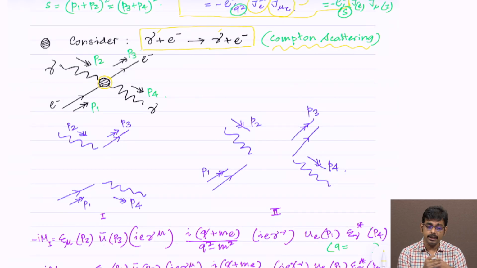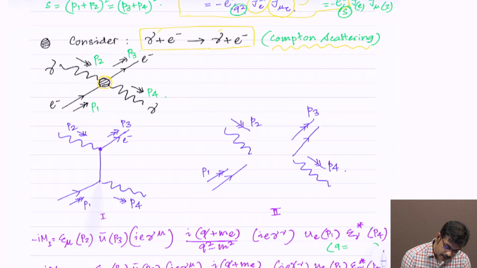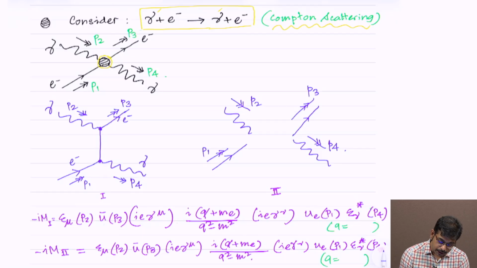Now the point is, how do I stitch these external lines using the QED graphs? You remember the photon can be connected to an electron, etc. So for example, here you see that you have an electron which is coming out. Therefore, the only way that you can stitch it is to draw an internal electron line, and then this graph looks all right. You have an electron here with momentum P1, and this is your photon which is going out, this is your photon which is coming in. So this is one way of drawing this graph.